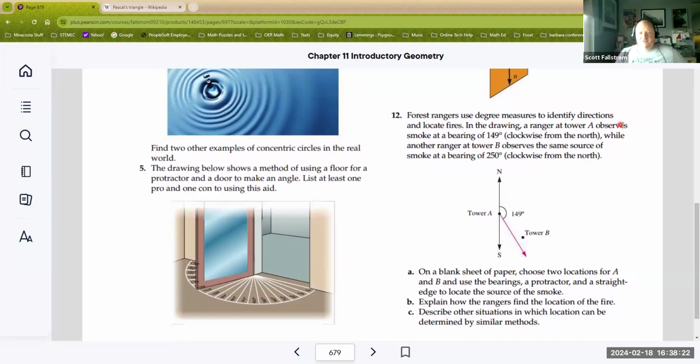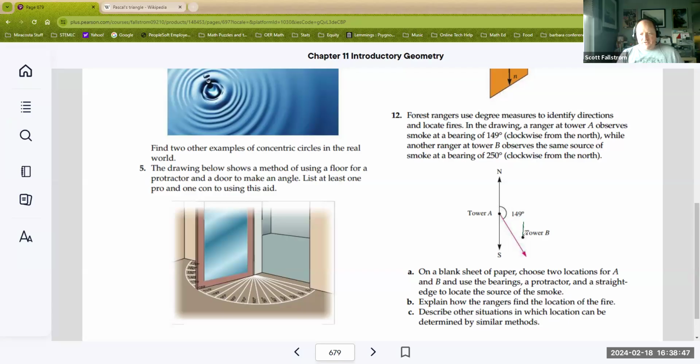Forest rangers use degree measures to identify directions and locate fires. In the drawing, a ranger at Tower A observes smoke at a bearing of 149. And again, this is a bearing from north. So go 149 degrees from north. While another ranger at Tower B observes the same source of smoke at a bearing of 250 degrees clockwise from the north. So if you were picturing this, then let's come over here and draw it.